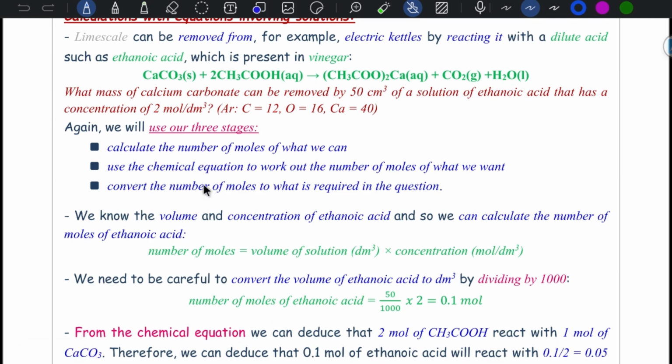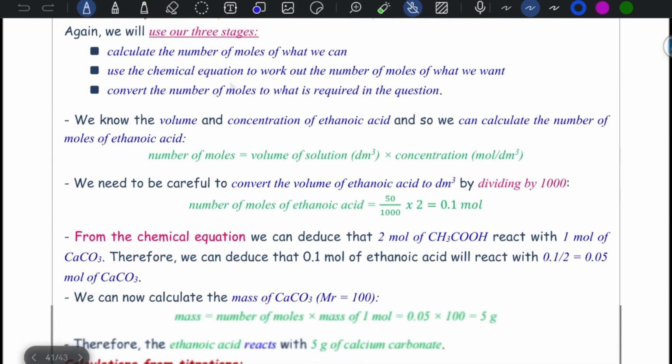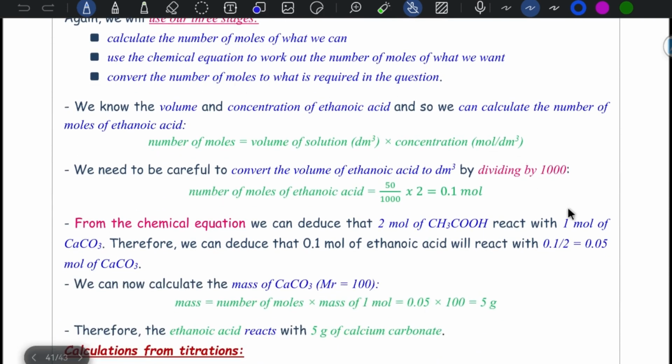Look at this. Number of moles equals volume in cubic decimeter multiplied by concentration. You have to convert volume from cubic centimeter to cubic decimeter by dividing by 1000. Multiply by concentration 2 gives 0.1 mole. You will write 0.1 mole of ethanoic acid, so multiply 1 divided by 2. So it will be divided by 2 to give 0.05 mole of calcium carbonate.